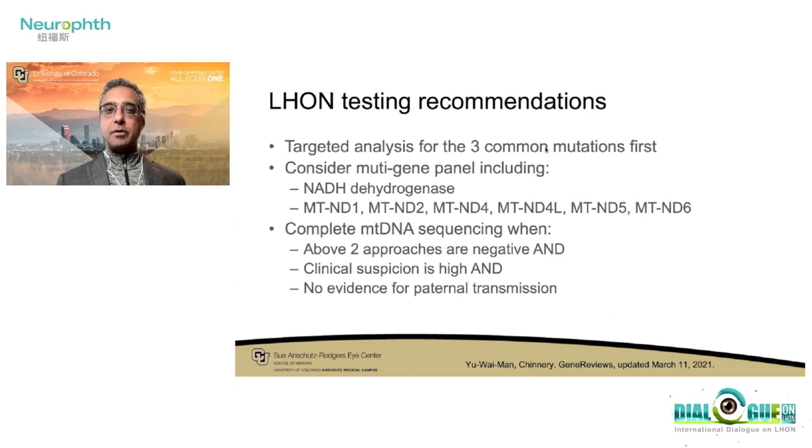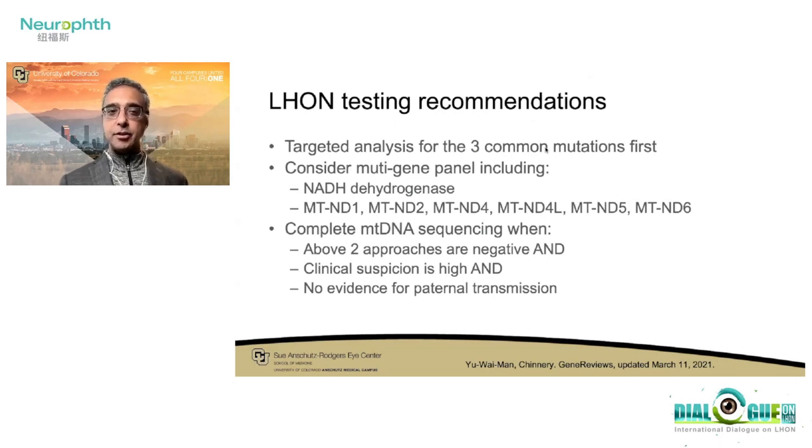Finally, if that is unrevealing, and clinical suspicion is high and there's no evidence for paternal transmission, then there is the potential to go ahead and do complete mitochondrial DNA sequencing, keeping in mind that these variants of unclear significance may be found. Now, I have been doing this on a routine basis. I can tell you that I have had patients with a clear LHON phenotype who have had mitochondrial mutations found only on complete mitochondrial DNA sequencing, and that those point mutations were unique, potentially pathogenic, and it was important in following those patients who had come with alternative diagnoses like optic neuritis.